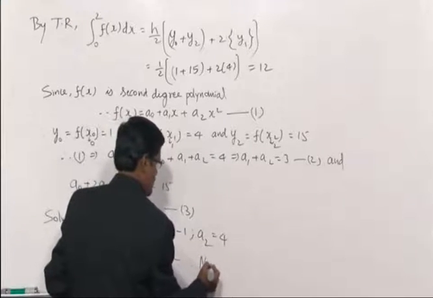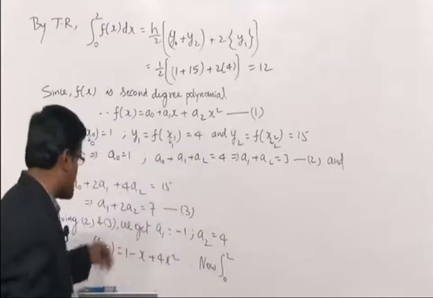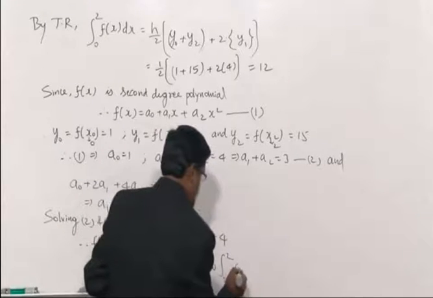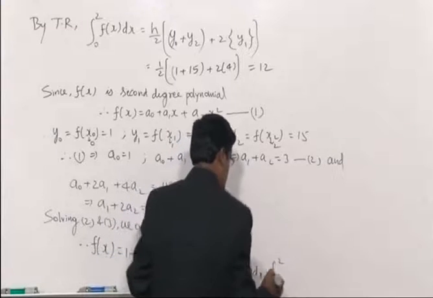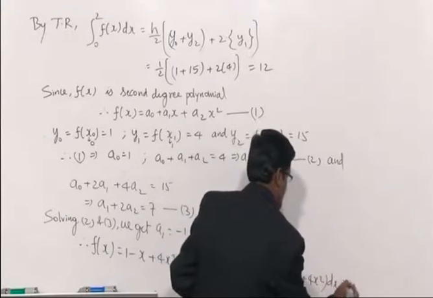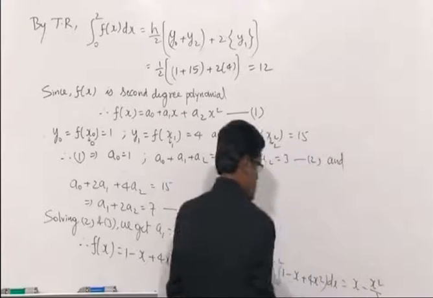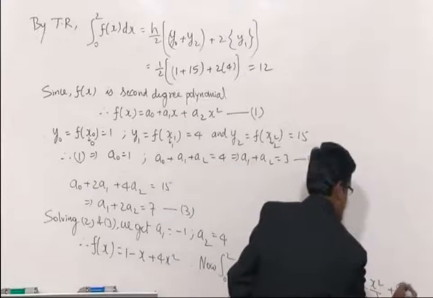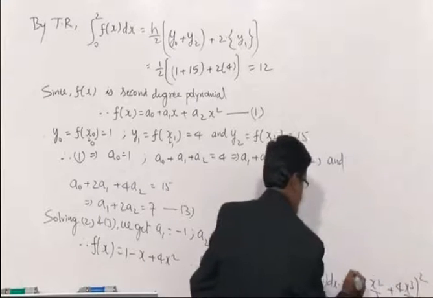Now analytically I am integrating, that is the formula based method, not the trapezoidal rule method. Integral 0 to 2 f of x dx is equal to integral 0 to 2 of 1 minus x plus 4x square. Integration of 1 with respect to x is x, integration of x is x square by 2, and integration of x square is x cube divided by 3. Substituting the limits 0 to 2.